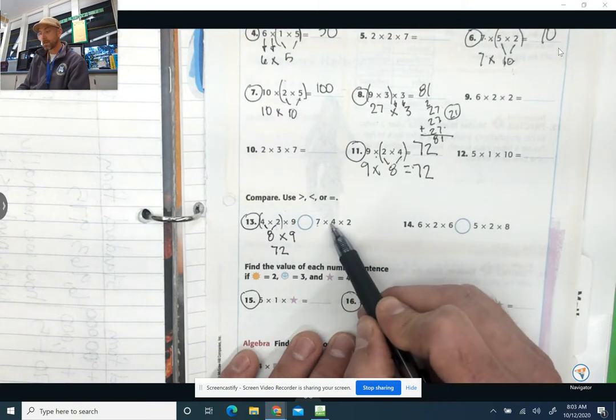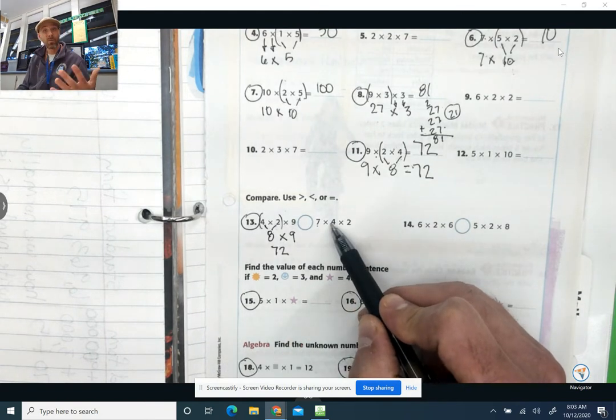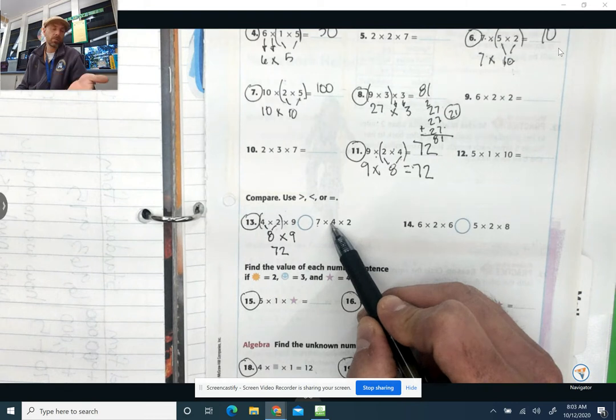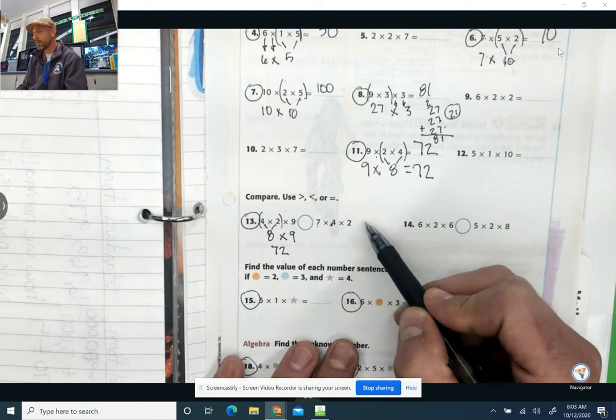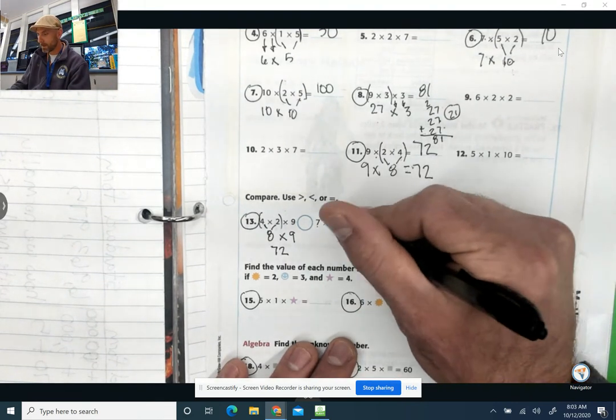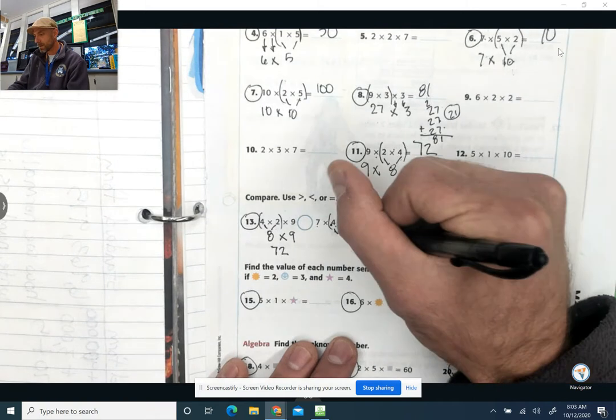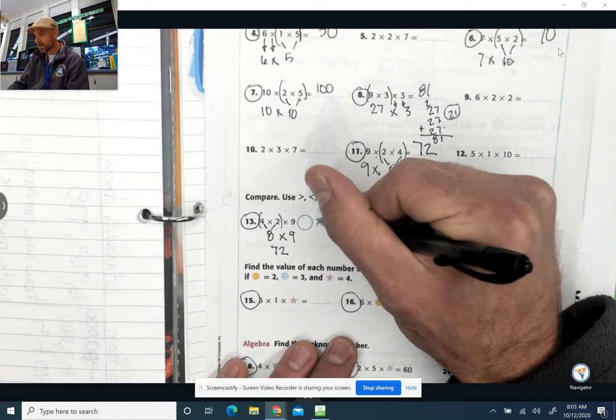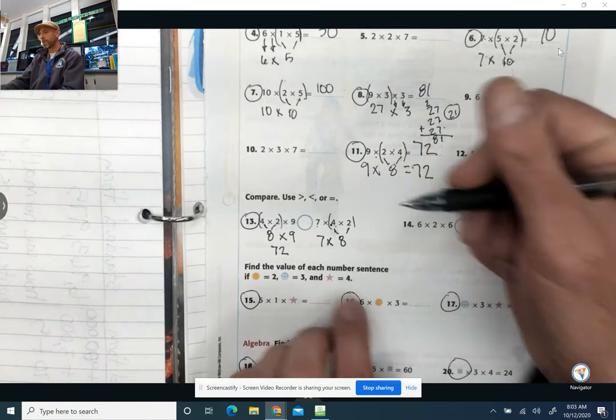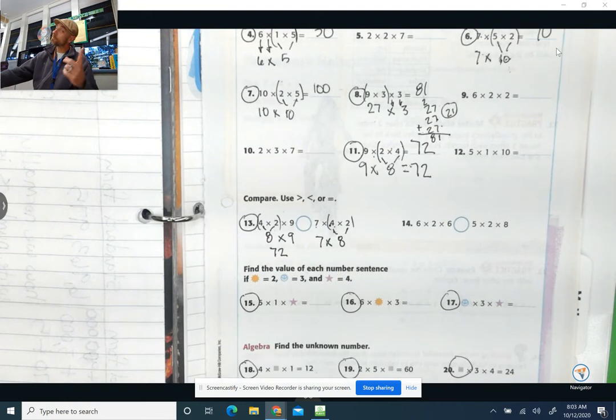Here, I can multiply 7 times 4, but I'm going to end up with 28 times 2. You could do 28 plus 28. It's no big deal. But if I just simply multiply the 4 and the 2 first, I keep a 1 digit times 1 digit number.